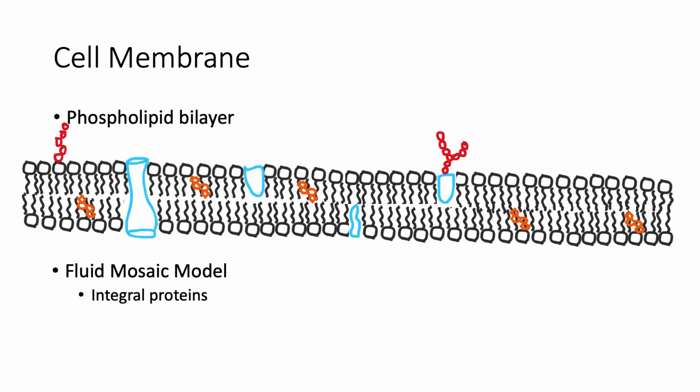So like I said, we have integral proteins, we have these peripheral proteins, there's sugars, which I drew in red here, and cholesterol, which are the 4-loop lipids in orange that take residence in the center of the bilayer.